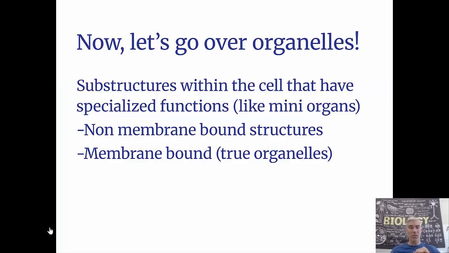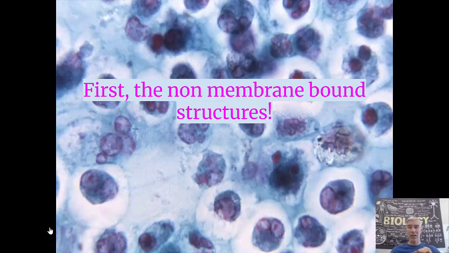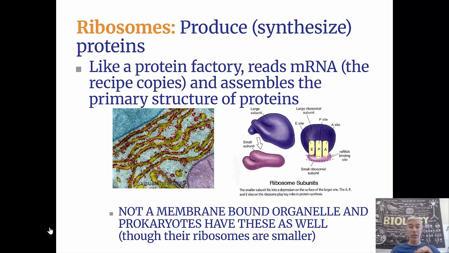Let's talk about those substructures now. There are two different types of substructures that we look at: the non-membrane bound structures that both prokaryotes and eukaryotes may have, and then the membrane bound or true organelles. So let's start with the non-membrane bound structures first.